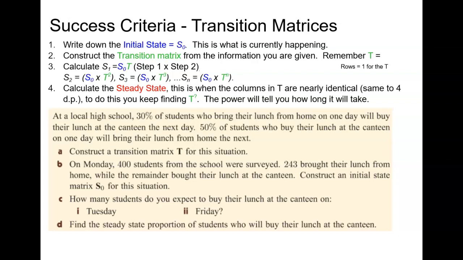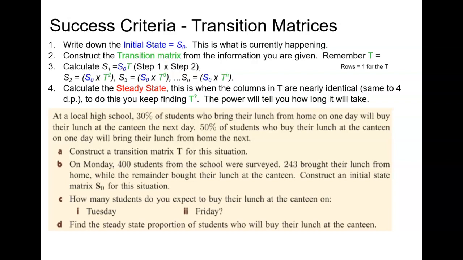Now our final point is point 4, which is calculating the steady state, which is shown in red on the success criteria. Now basically, the steady state is, if everything stays the same, what's going to happen in the end. So if we keep going on the trajectory that we are on, what is the probability of different things happening?